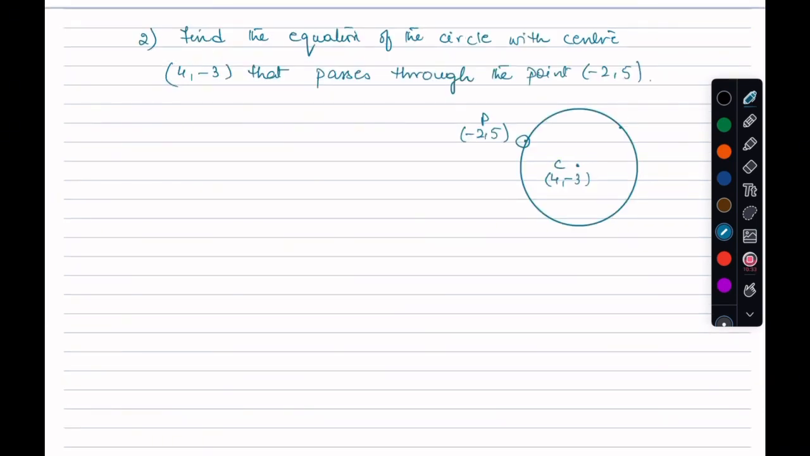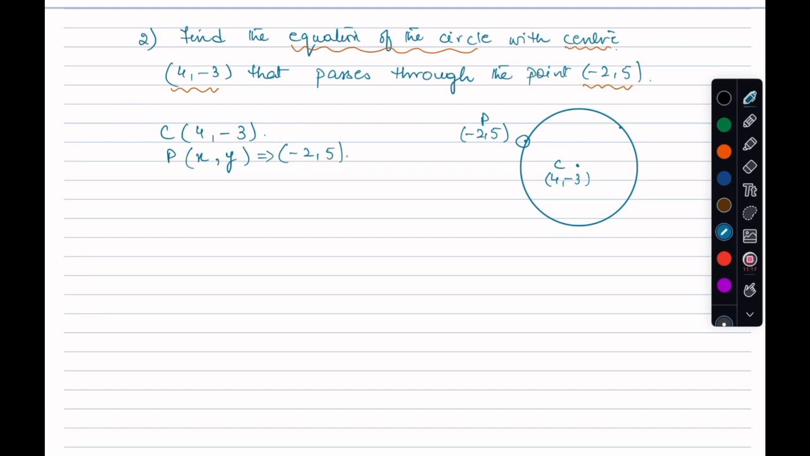Find the equation of the circle with center 4, -3 that passes through the point -2, 5. So the keywords here are, number 1, we need to have the equation of the circle. Number 2, there is a center to the circle, which is 4, -3, and it's passing through the point -2, 5. If I collect the data, I know that my center for the circle is 4, -3, and it is passing through a point on the circle, x and y, which is -2 and 5.